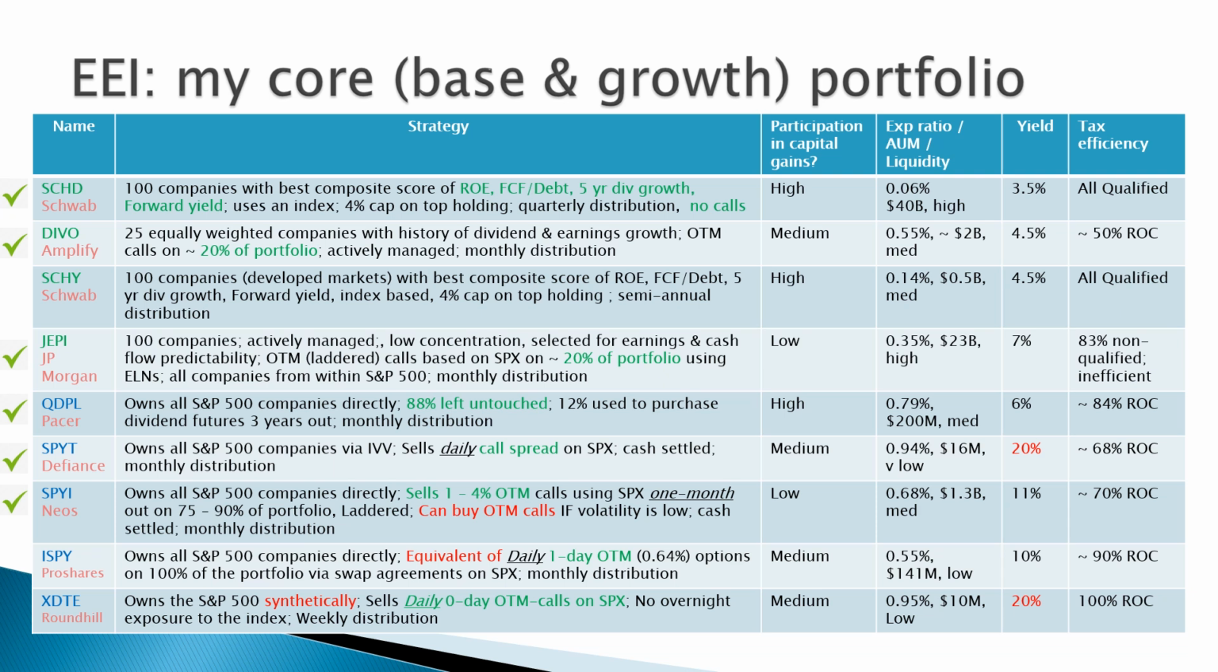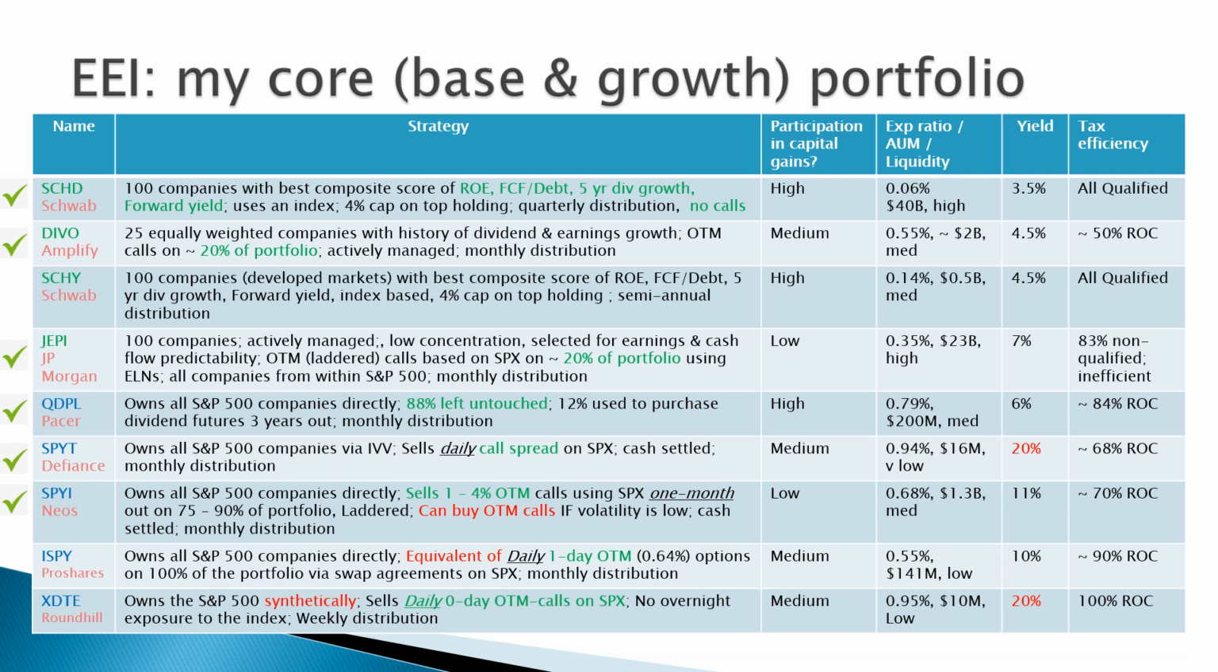The notional is less than 100. It's typically between 75 to 90%, which is good. They are authorized by the prospectus to buy OTM calls, out of the money calls, if volatility is low. They have never done that, and according to the strategy, they only want to do it when the VIX is below 10. I honestly don't know when that'll ever happen. They cash settle their options, which is good because I don't want them losing the underlying asset. They have a monthly distribution.